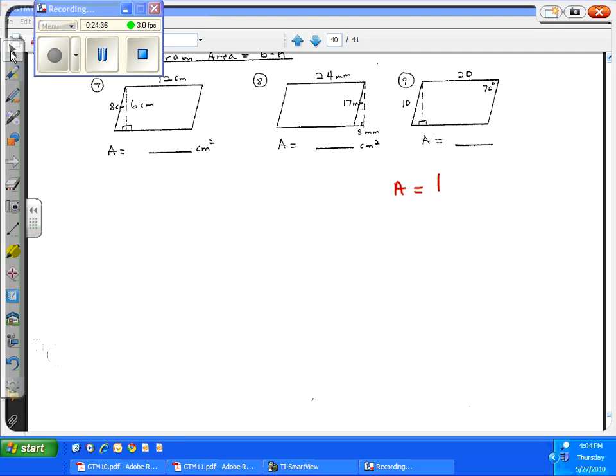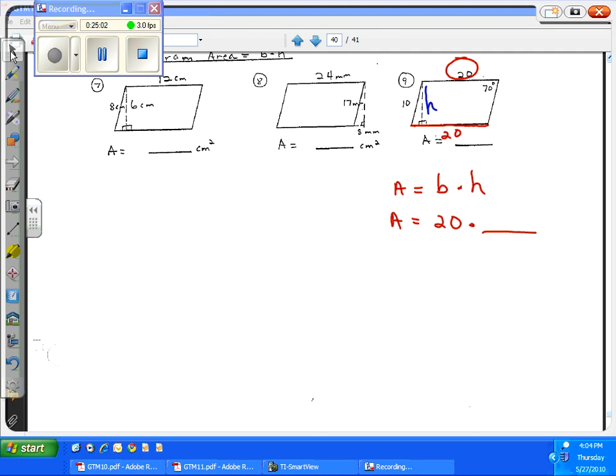Number 9, we have a parallelogram. Area of a parallelogram is base times height. So we're going to have area is base, which is 20. Top is 20, so the bottom is 20, times the height, which we don't know. Well, how are we going to find it?